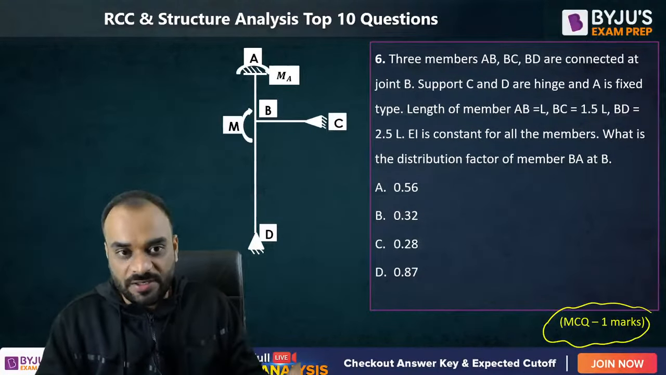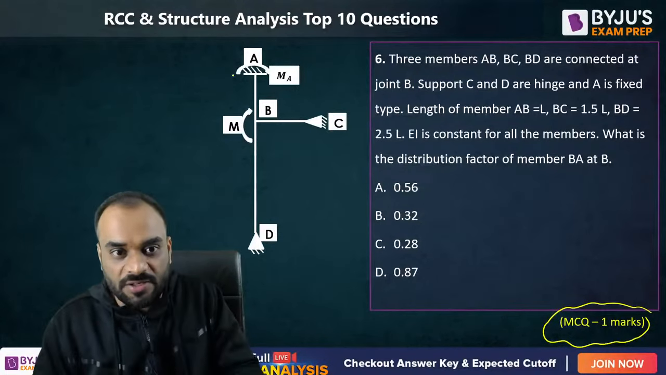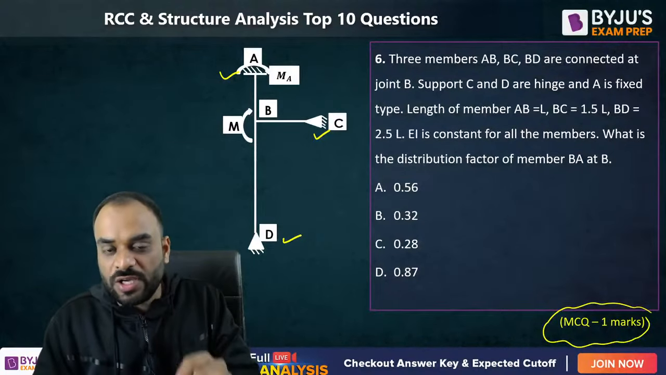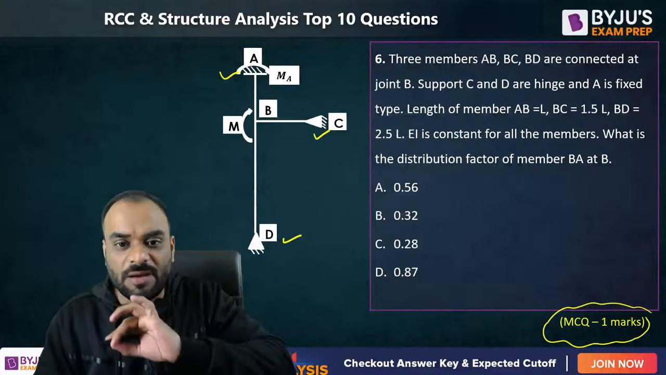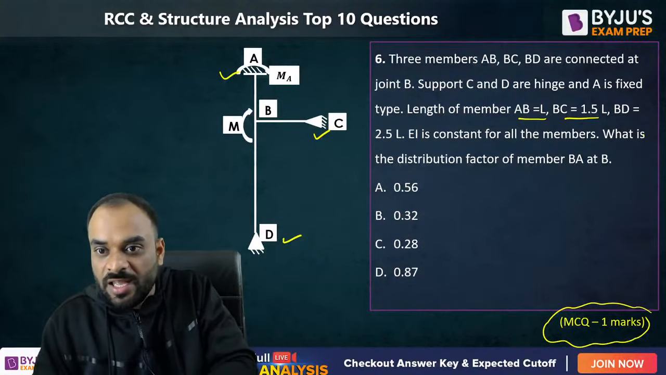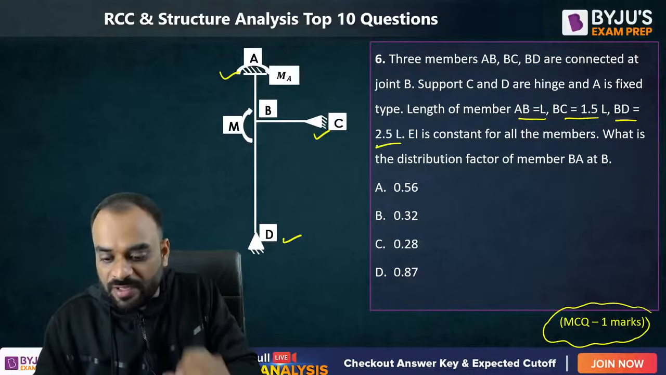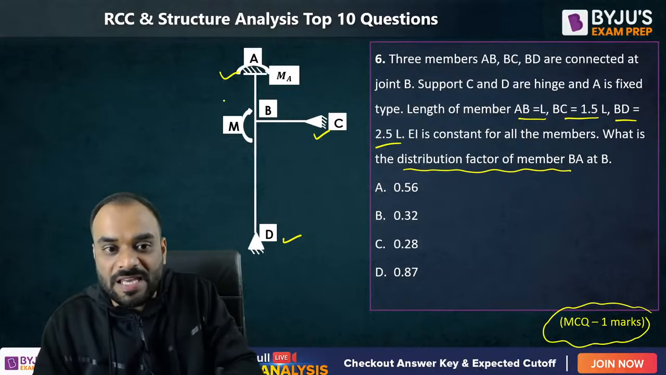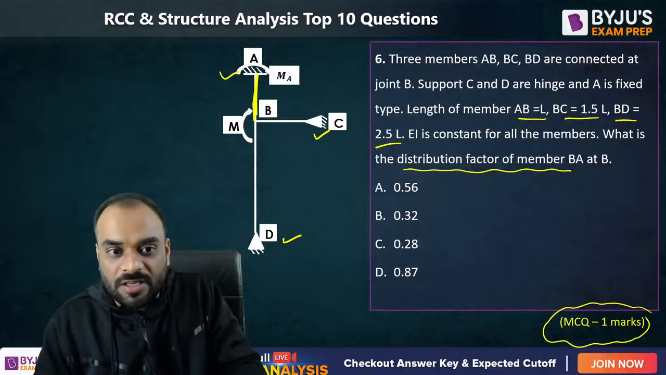Three members are there and 3 different support conditions are given. One is fixed, second is hinge, third is also hinge, right? What we need to do, guys, in this particular case, the length of member is completely different. AB is L, BC is 1.5 L and BD is equal to 2.5 L. You need to find out the distribution factor for member BA at B.